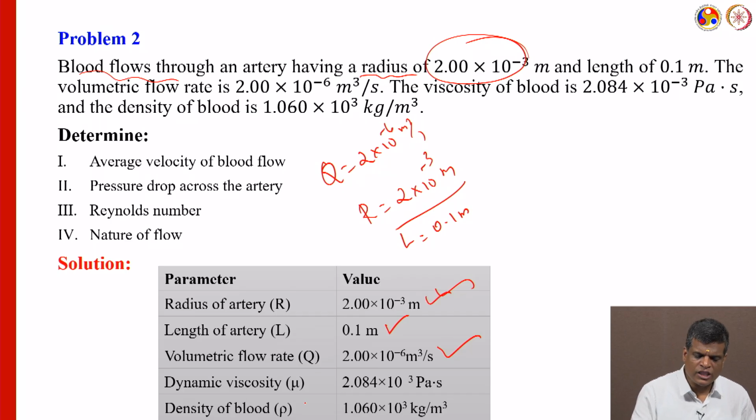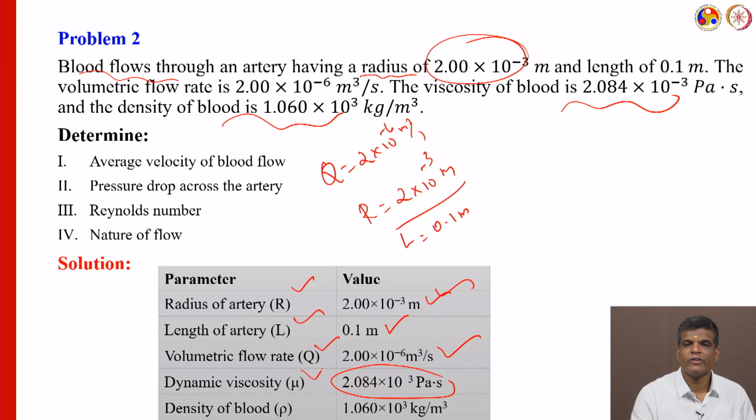So, what is the viscosity of blood? Viscosity of blood mu equal to 2.084 into 10 power minus 3 Pascal second. And the density of blood is 1060 kg per meter cube. So, all values are given: radius, length, volumetric flow rate, dynamic viscosity, and density of fluid. All values we know, then we have to calculate now.